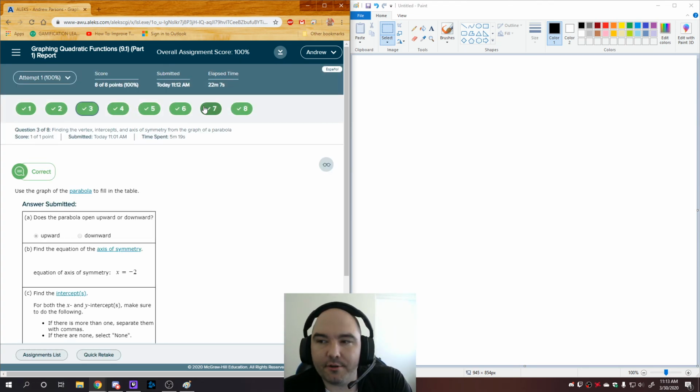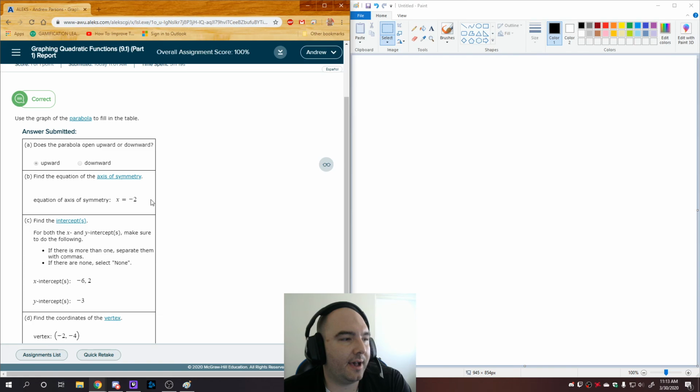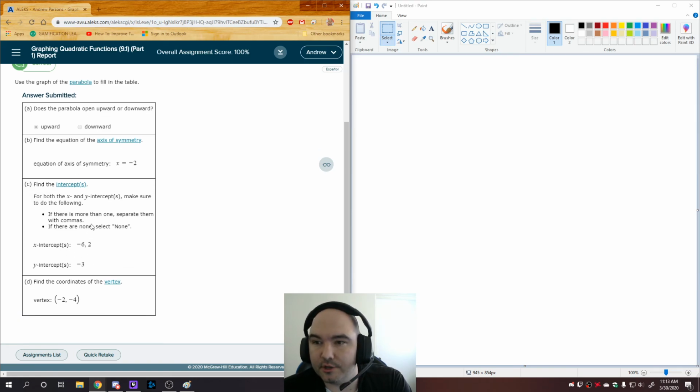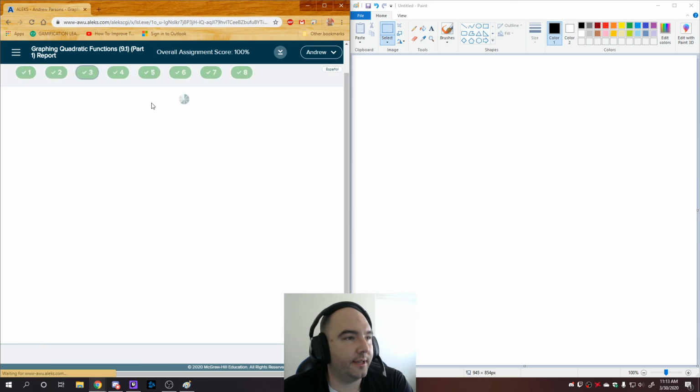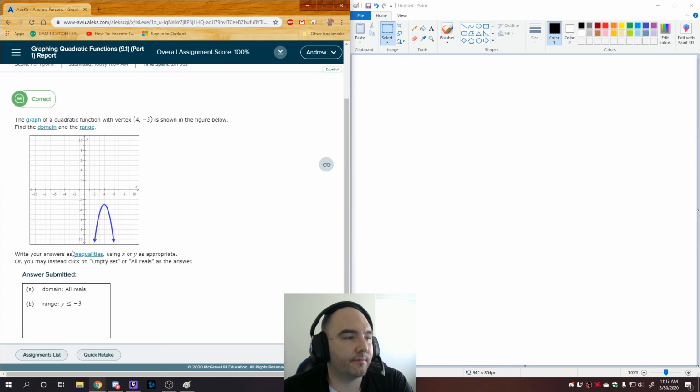Problems 3 and 7 were the same in that they had us look at a graph and decide what the different pieces were. So what's the vertex? What's the axis of symmetry? Where are the intercepts? Is it upward or downward? And then on number 4 and 8, we did the domain and range. Domain is all real numbers, and the range is y is less than or greater than. Both of mine were going down, so mine were both less than or equal to. Yours could vary, so be careful.